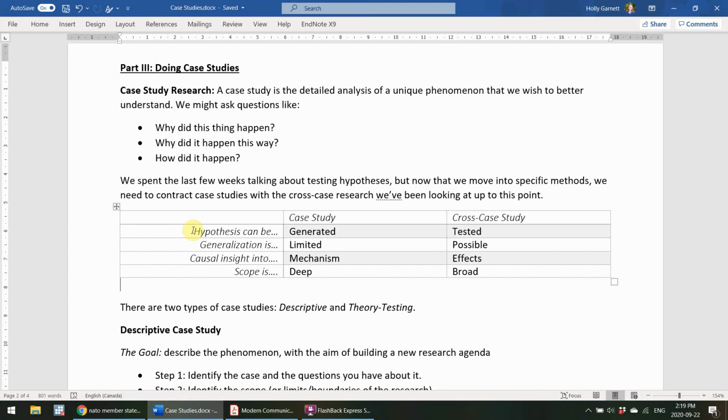We only have one case, so we can't necessarily test the hypothesis, but we can come up with really interesting hypotheses. Oftentimes the best hypotheses come out of looking at a unique phenomenon and saying, I wonder why that happens. And then you can go and do cross-case studies or more large-N research to try to figure out why that thing happened.